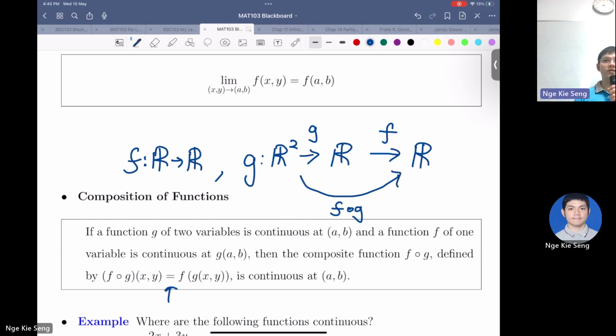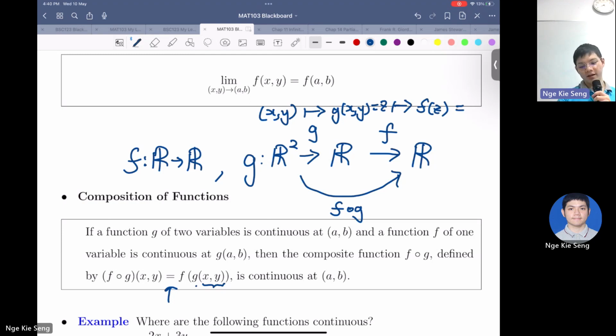Why do we write this equal sign here? We need to evaluate g at (x,y) first, which gives you a number. Then you evaluate f at that number, and you get another number. So you have (x,y), and it spits out a number, let's call it z. Then you apply f on z and get another number, let's call it p. So this is also equal to f applied on g(x,y).